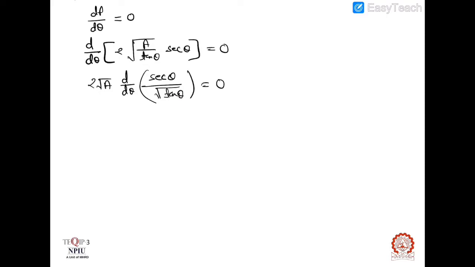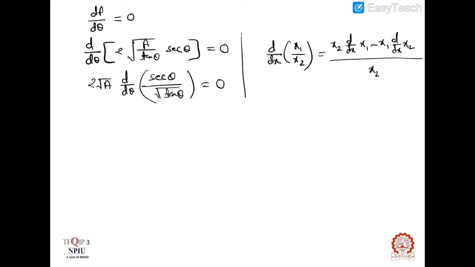The formula is d/dx (x1/x2) equals denominator times differentiation of numerator minus numerator times differentiation of denominator, divided by the square of the denominator. Here x1 is sec theta and x2 is root over tan theta. So apply this formula to find the differentiation of sec theta divided by root over tan theta.